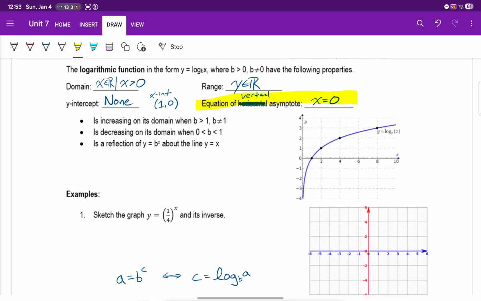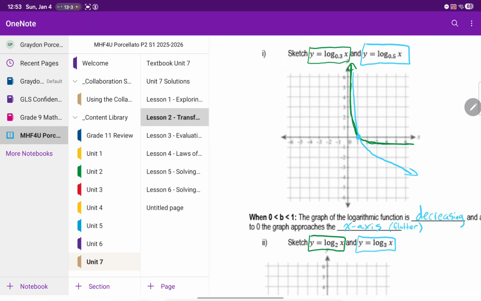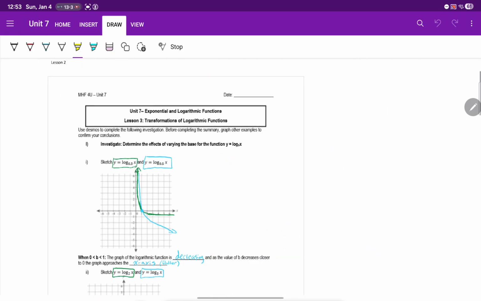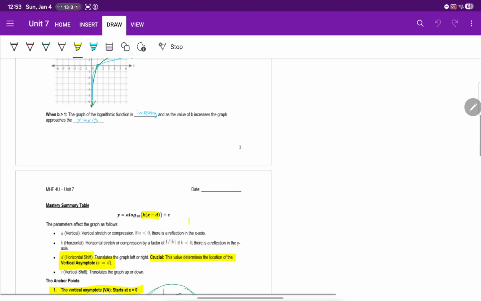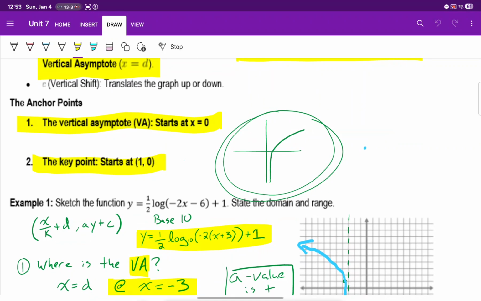Then our second lesson focused on transformations. We went through the old ideas of vertical stretch, horizontal stretch or compression, horizontal shift, and vertical shift, which we've looked at throughout this course. And when I was talking about transformations, I talked about two or three key things, our anchor points, our anchor ideas.